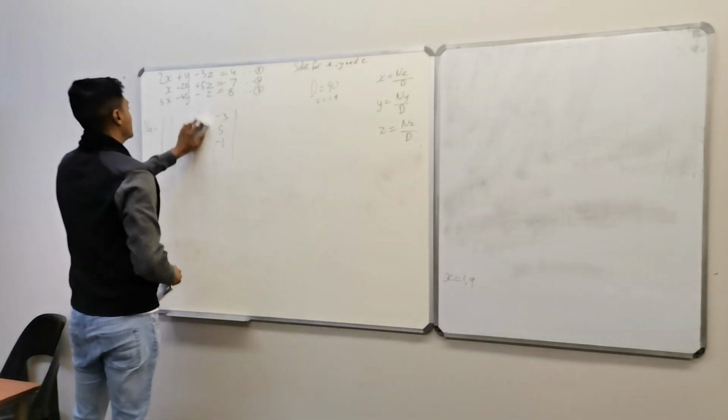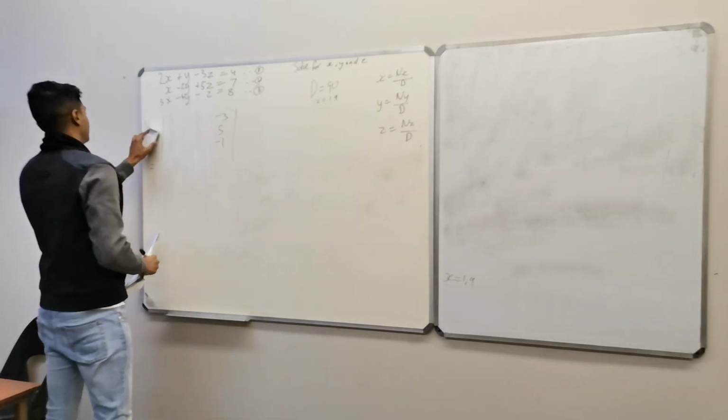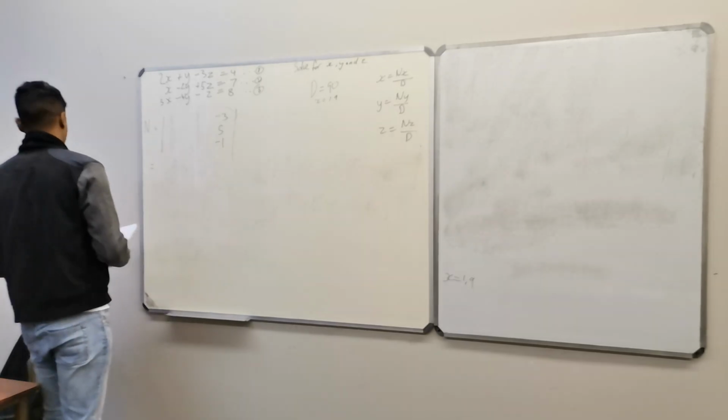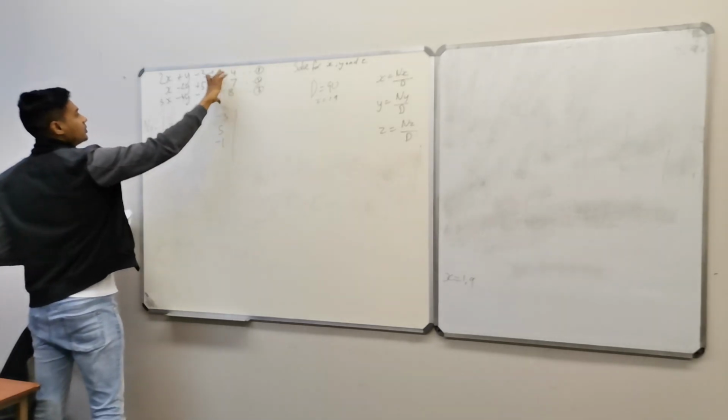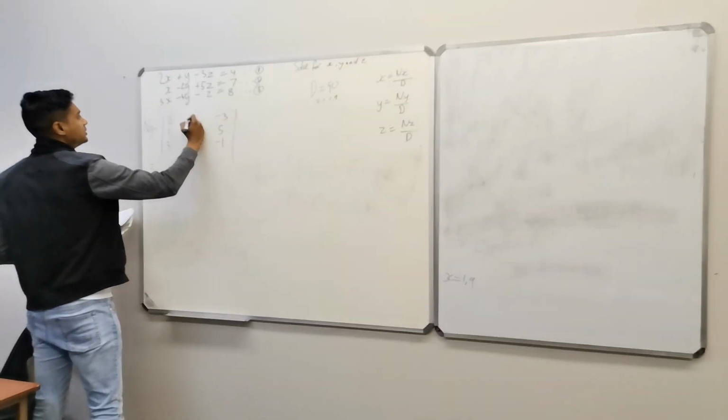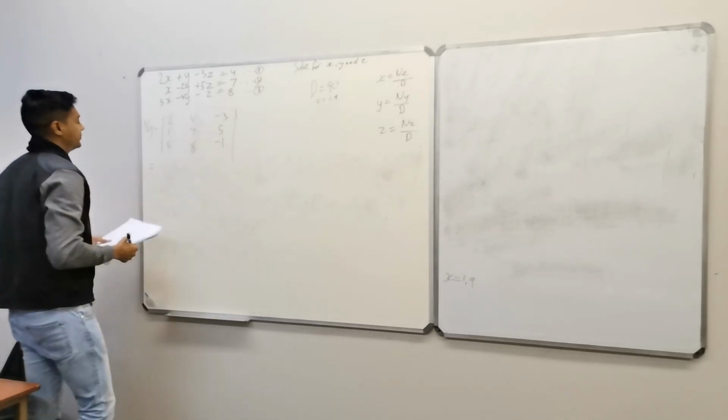Right, now we're working out y. Which one? And y. We got 2, 1, 3. Substituting our minus 4, 7 and 7 and 8.